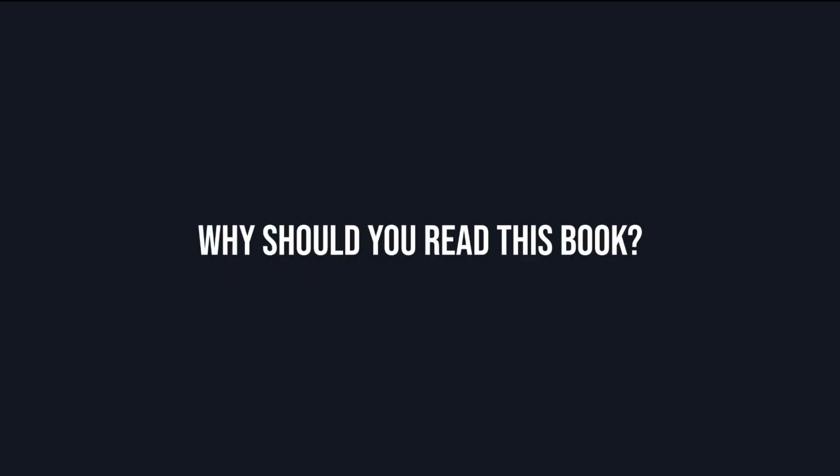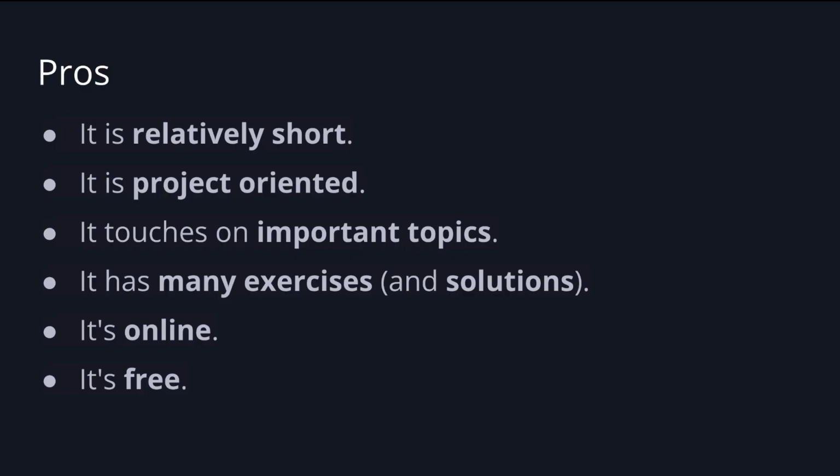So, why should you read this book or watch this walkthrough? There are probably more, but here are a few possible pros. It's relatively short. This book, when exported to PDF, is roughly 200 pages long. And it's project-oriented. In this book, we build a Haskell program and learn Haskell on the way. The book touches on important topics, such as design patterns, testing, and documentation. It has many exercises as well as solutions to those exercises. We're gonna do those together. It's online and it's free.